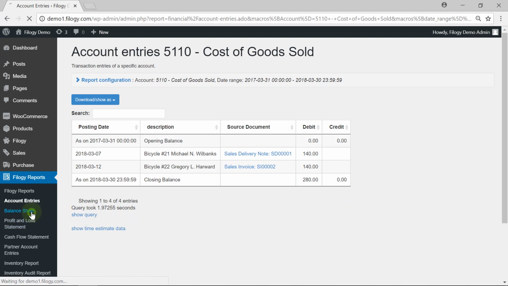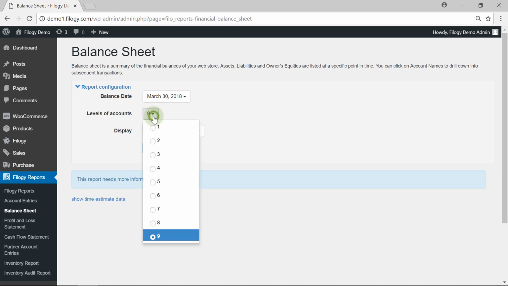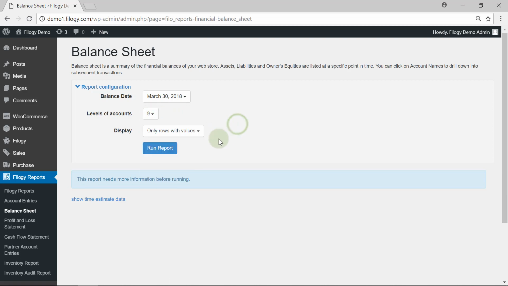Let's go to the balance sheet. The balance sheet is showing your assets relative to your liabilities and equities at a given time. You can specify the required balance date, how much the report needs to be detailed, so select what level of accounts should be shown, and define whether to show every line or only those lines that have value. After entering the parameters, press the Run Report button.